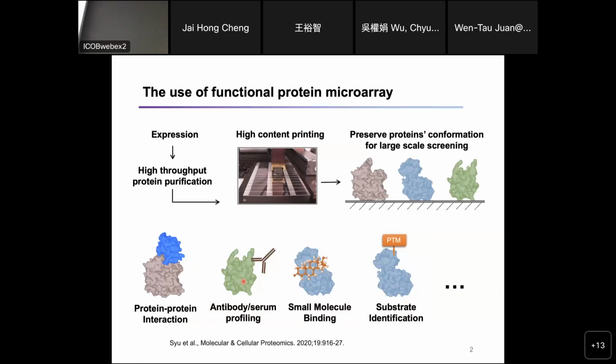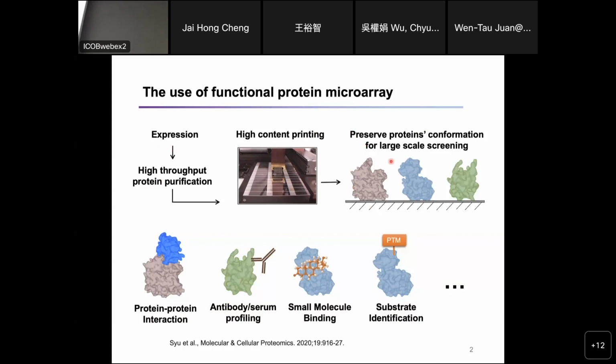So first is to express the protein in a high-throughput way. Later on is to print it on a cover slip, like 1 by 3 inches, and immobilize it on the cover slip to preserve the conformation of the protein for the large-scale screening.